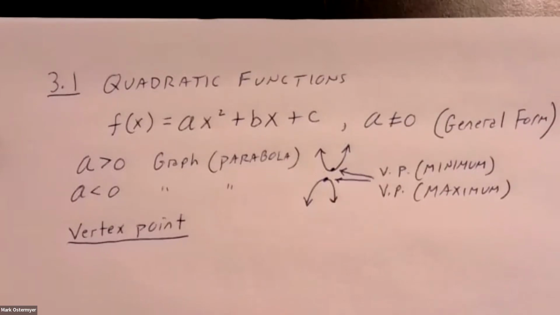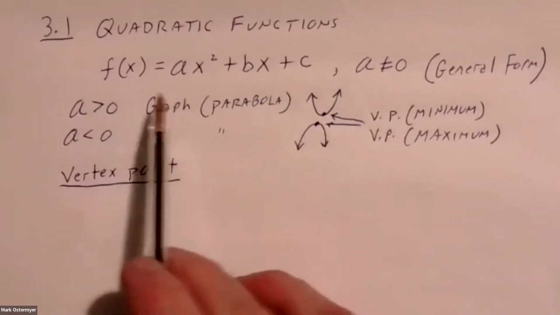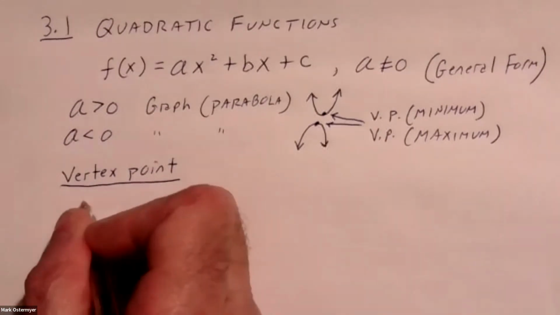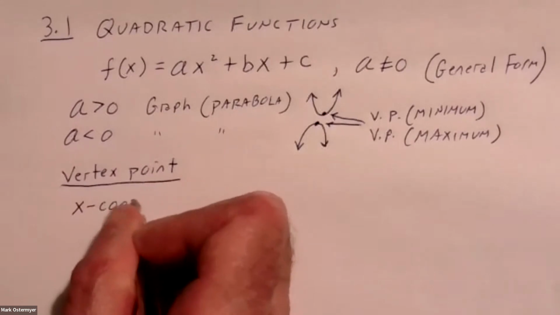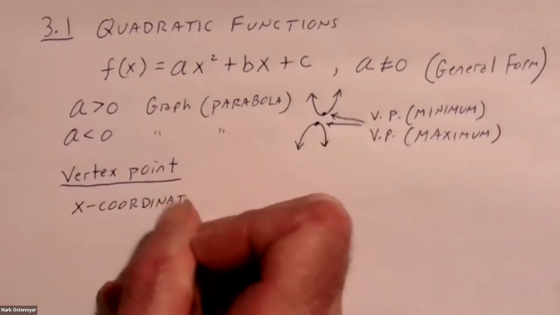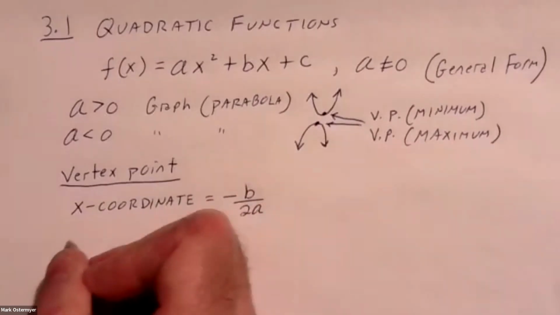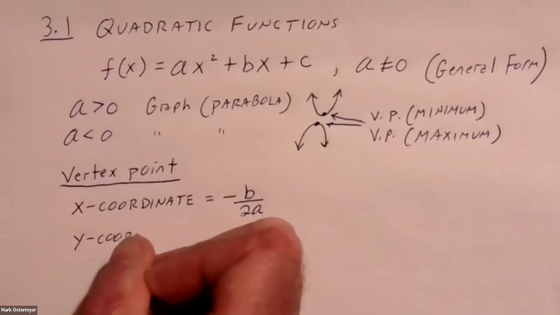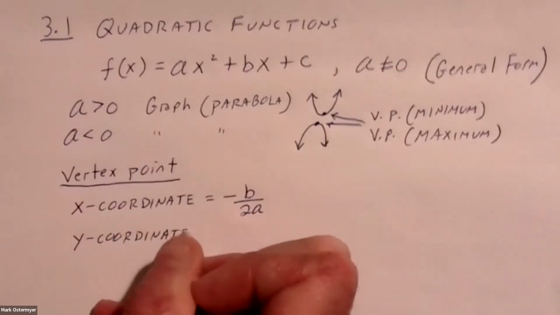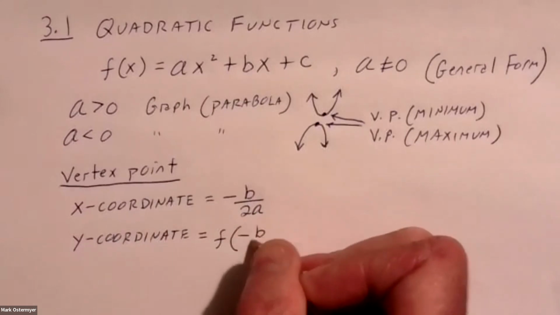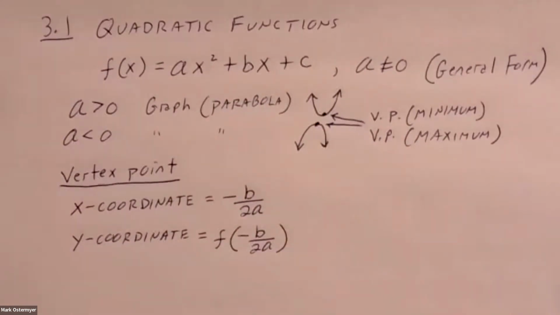How do we find this vertex point? Well, when our function is in general form, we can find the vertex point, and this is derived by using essentially the quadratic formula. We can find the x-coordinate of the vertex point by using this little formula here. The x-coordinate is going to be the opposite of b divided by 2 times a. Then the y-coordinate of the vertex point will be found by taking that x-coordinate value and evaluating your function at that value. So the y-coordinate is going to be the function f evaluated at negative b over 2a. So that's how we can find the vertex point.